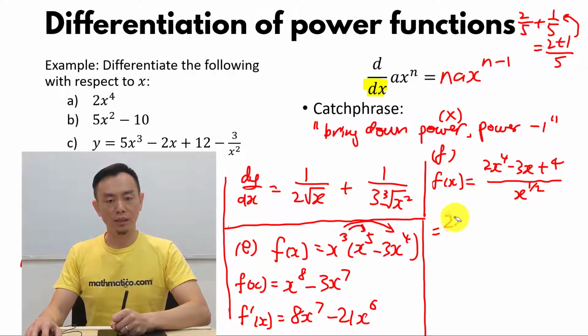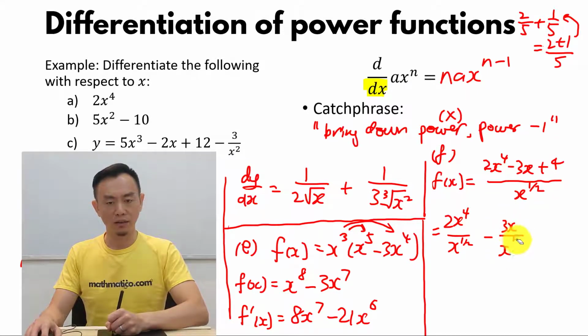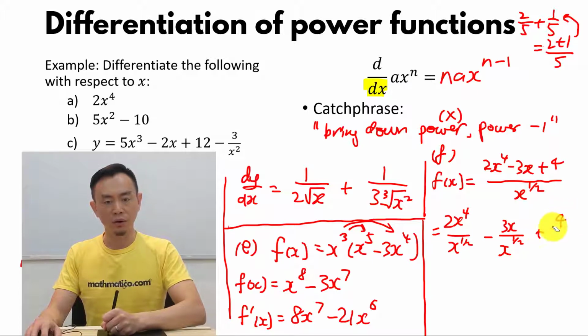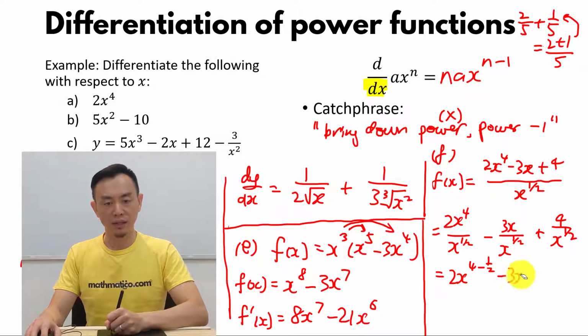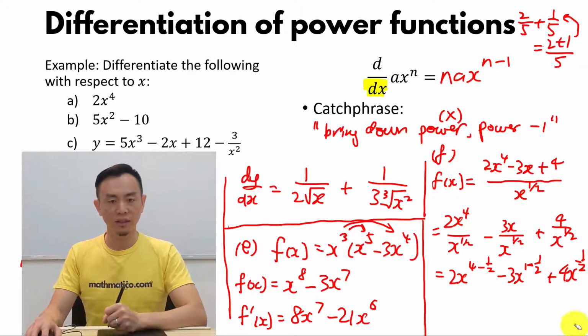So we have 2x^4 over x to the power of half, minus 3x over x to the power of half, plus 4 over x to the power of half. Now we use laws of indices. We have 2x to the power of 4 minus half, minus 3x to the power of 1 minus half, plus 4x to the power of negative half.